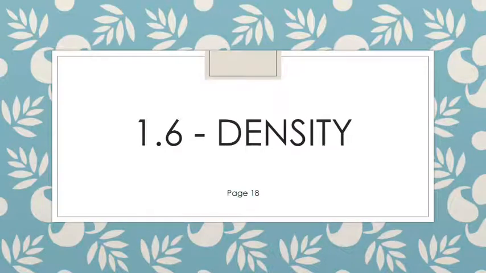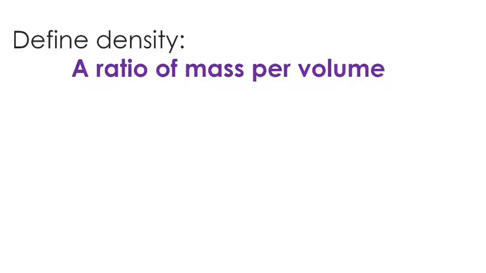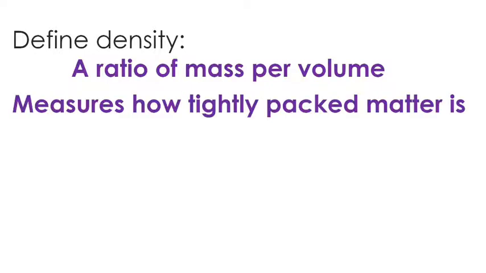Okay, in the last podcast of Unit 1, we're going to be talking about density, which is hopefully a little familiar to you. This is just going to cover the top bit of page 18, where we finally learn how to calculate density. And since we've been talking about it before, hopefully you have an idea what it is, but the formal definition for density is a ratio of mass per unit volume. But really, when it comes down to it, density measures how tightly packed matter is, how close or how far away its particles are from one another.